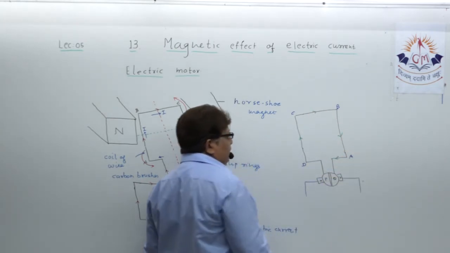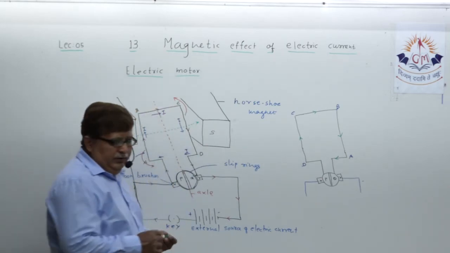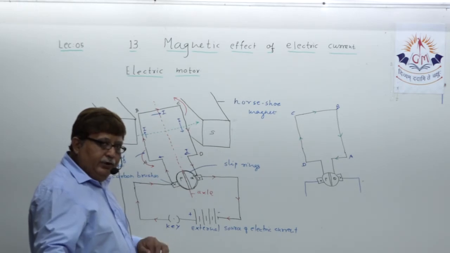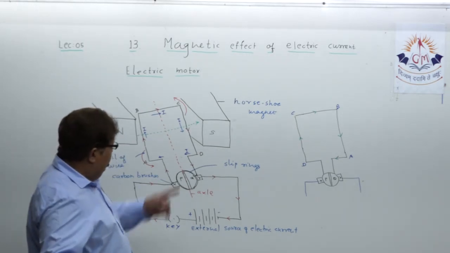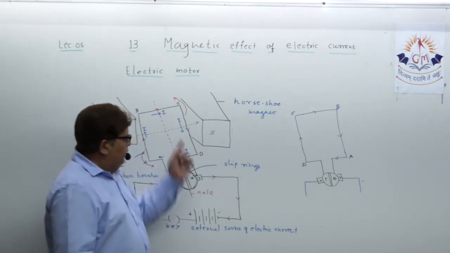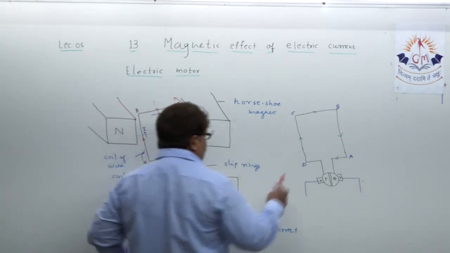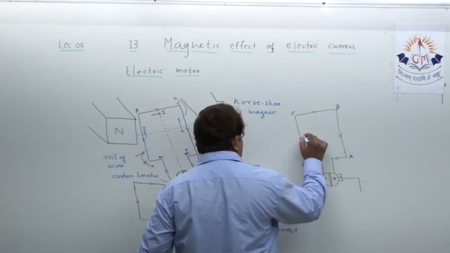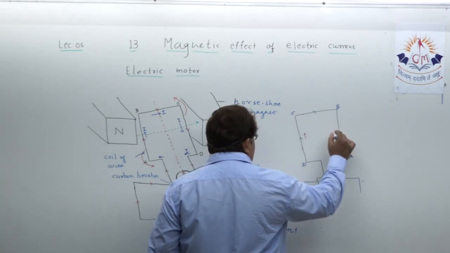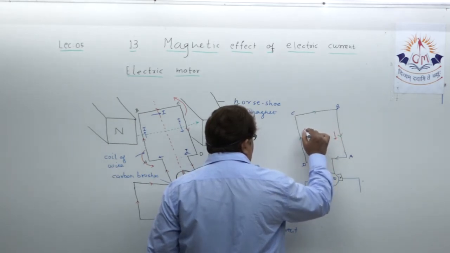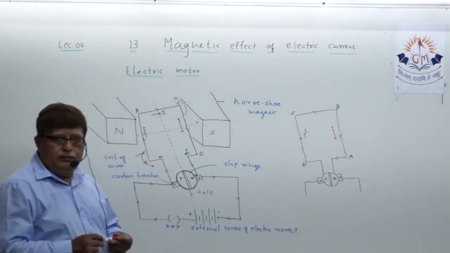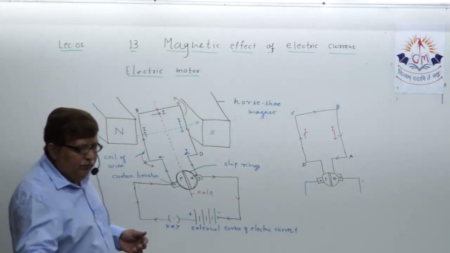Just try to understand what happened. The direction of electric current has reversed. Initially in CD, it was from C to D, now it is from D to C. Understand? Initially in AB, it was from A to B, now it is from B to A. So actually, now, reverse effect means what?